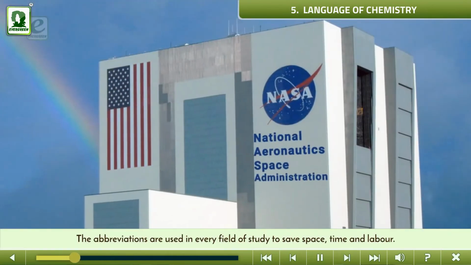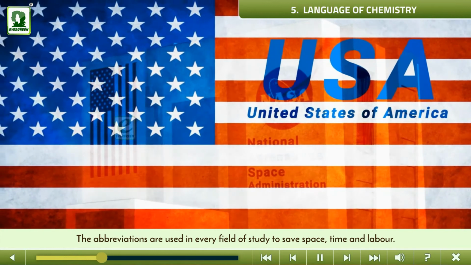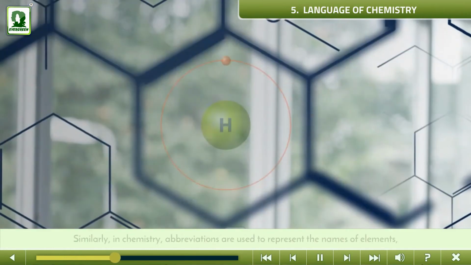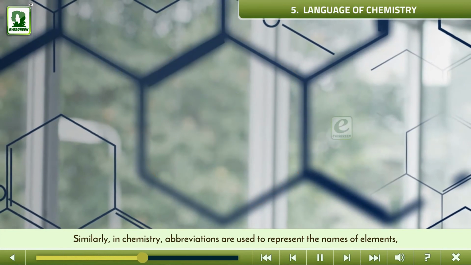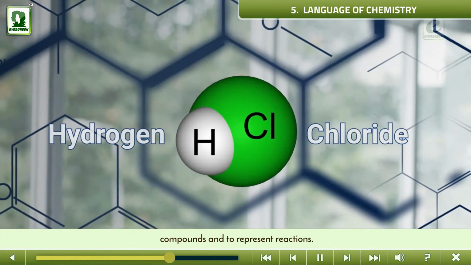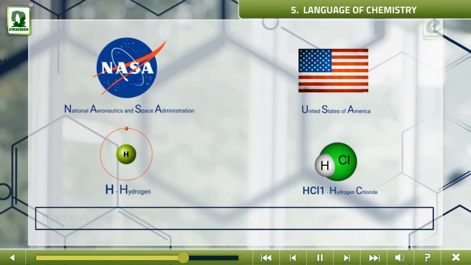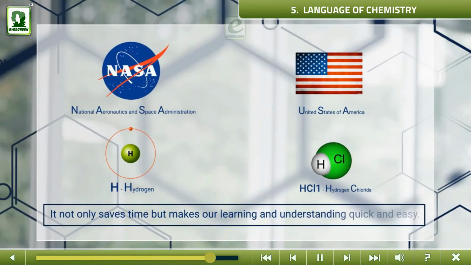Abbreviations are used in every field of study to save space, time, and labor. Similarly, in chemistry, abbreviations are used to represent the names of elements, compounds, and to represent reactions. It not only saves time, but makes our learning and understanding quick and easy.